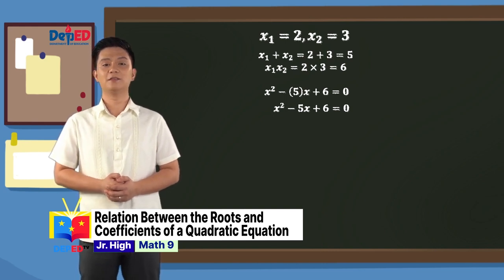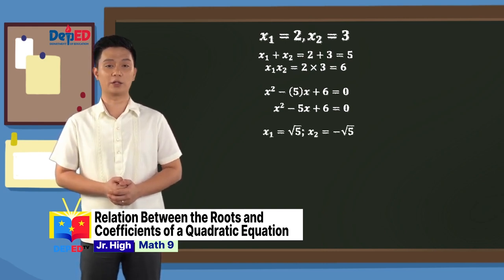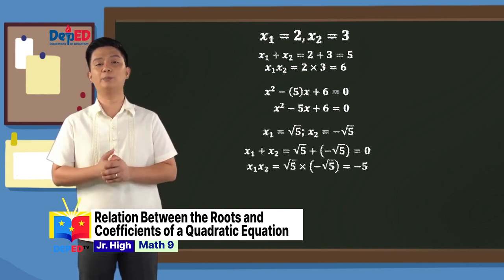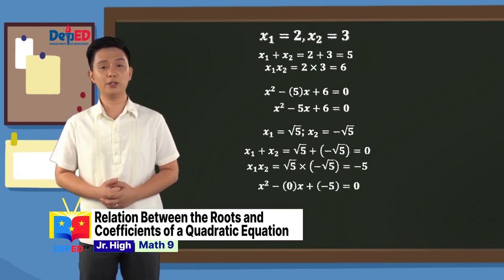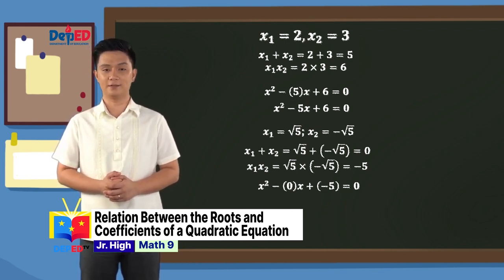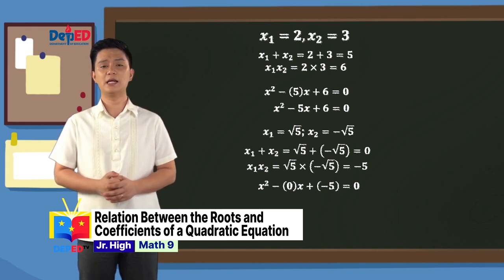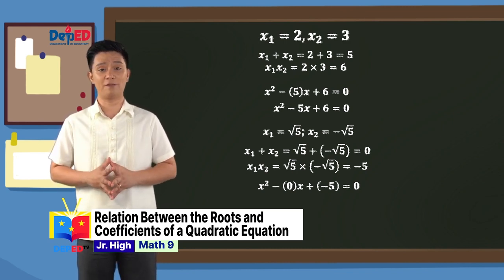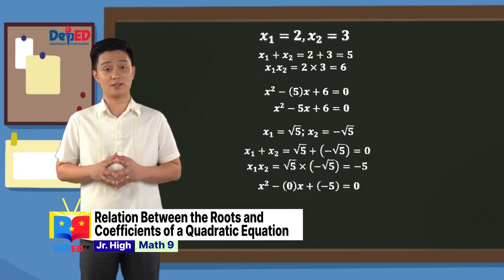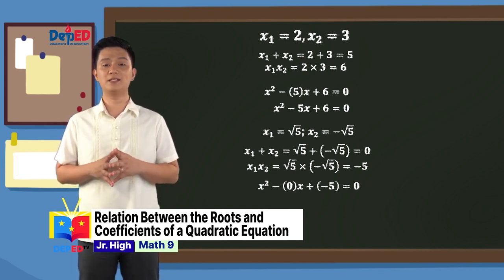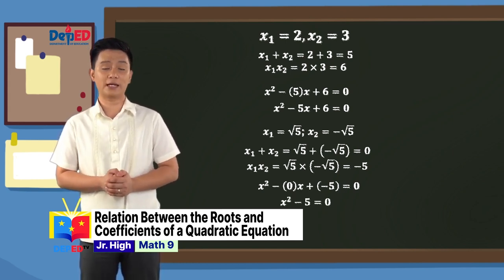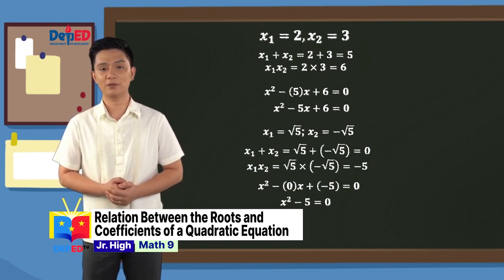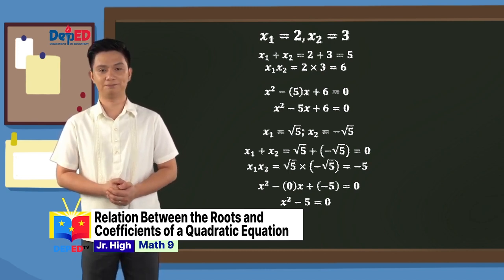Last example, the roots of the equation are square root of 5 and the negative of square root of 5. So we have to add and multiply these roots. Then, we substitute the obtained sum and product of roots to form the equation. Then we finalize the signs. In this case, there shall be no middle term since its coefficient is the negative of 0, which is still 0. Multiplying by 0 means getting 0. Thus, the equation whose roots are square root of 5 and the negative of square root of 5 is x squared minus 5 equals 0.